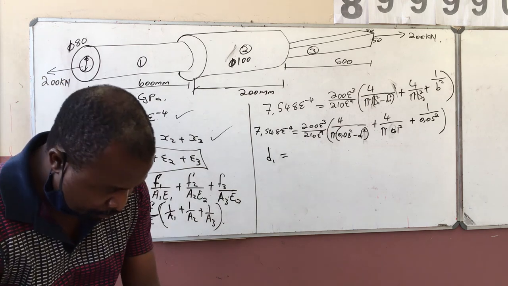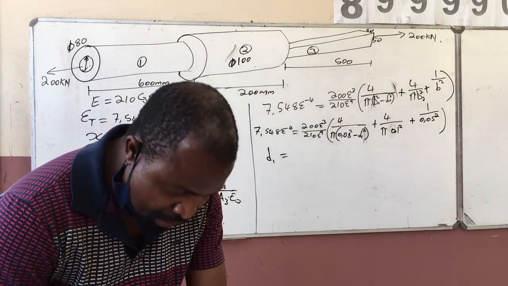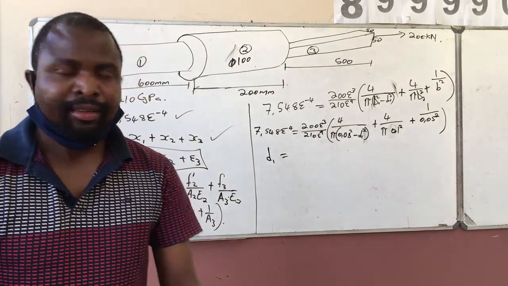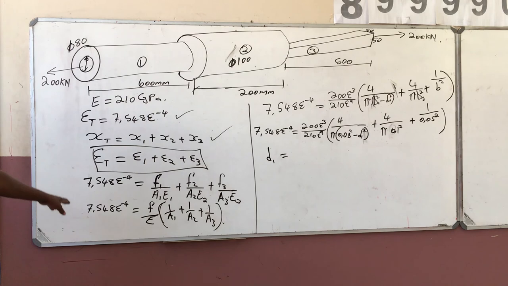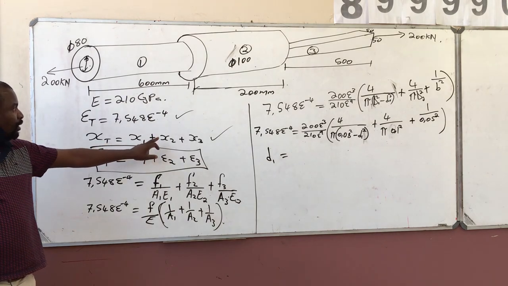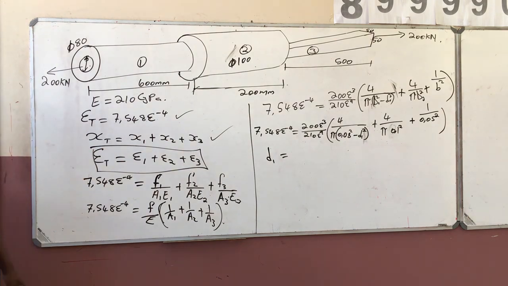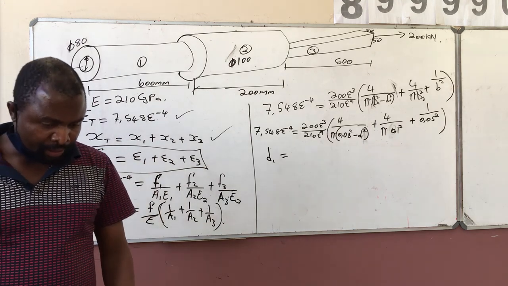For instance, page 14, because they want a total change in length. And total change in length is this one, the formula. It means you calculate for one, you calculate for two, you calculate for three separately. You know the formula to calculate this one. Then you will be able to find that one.